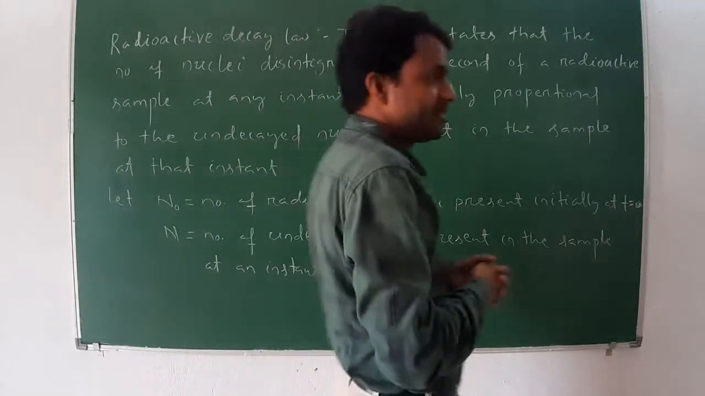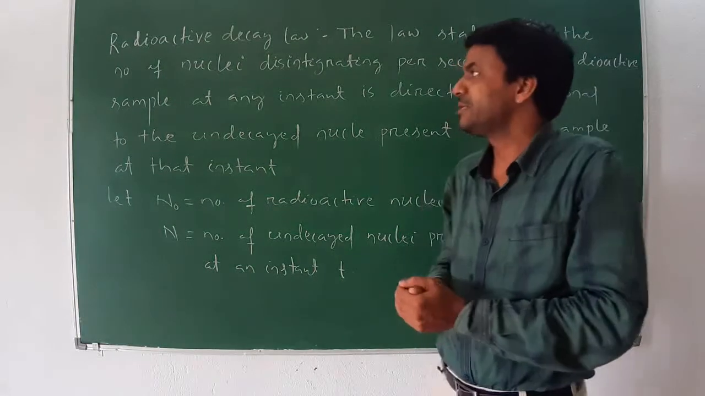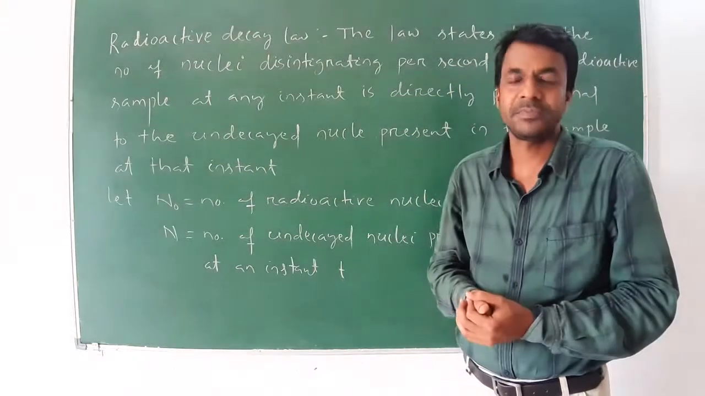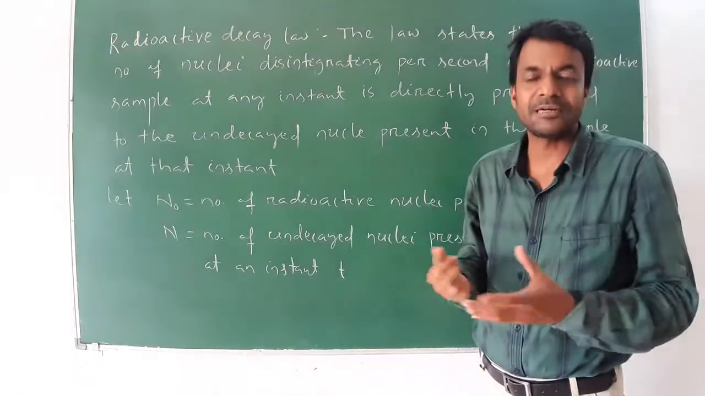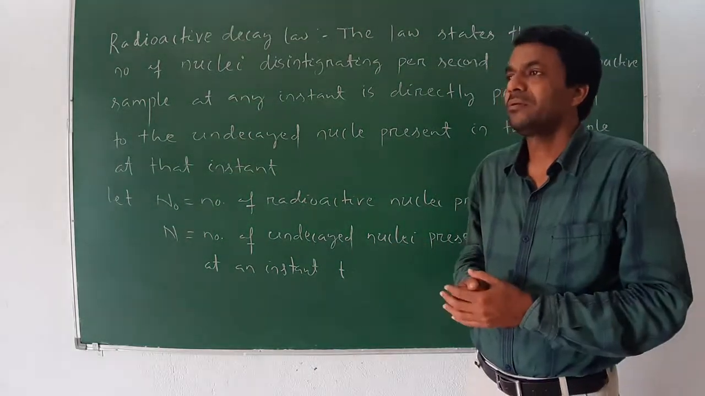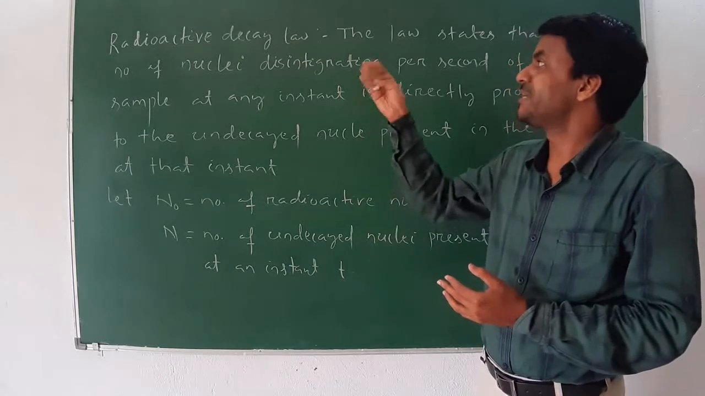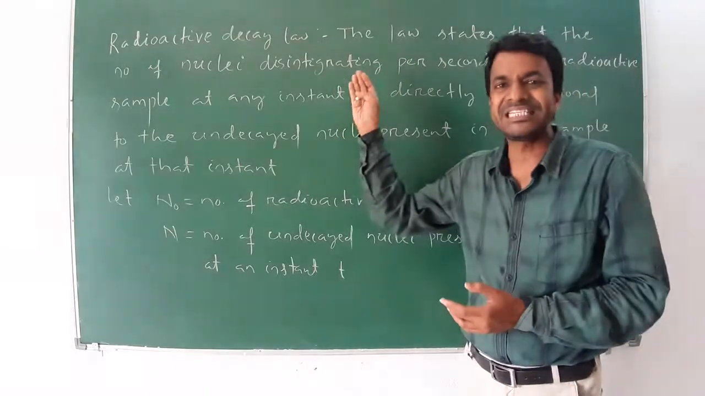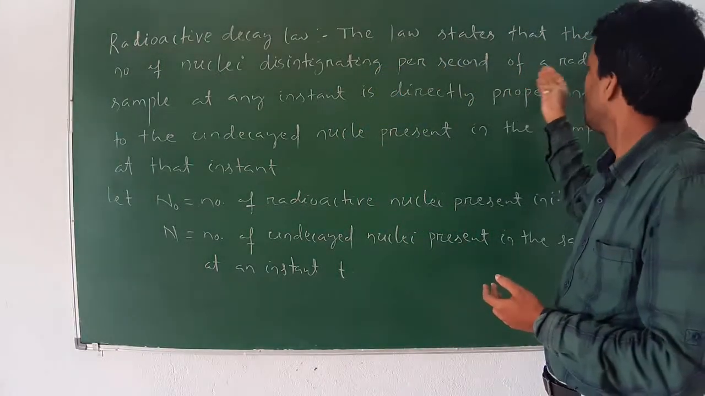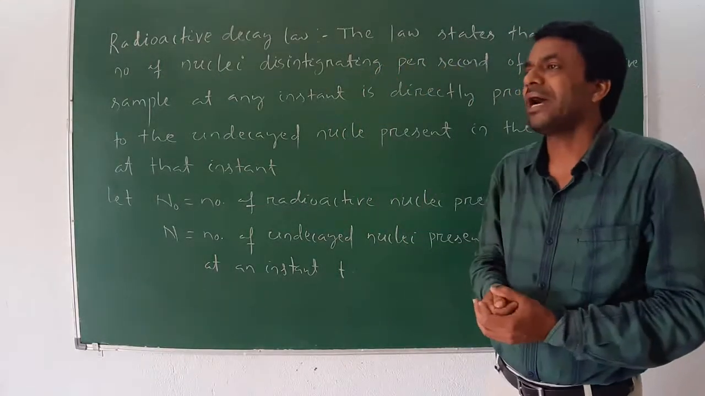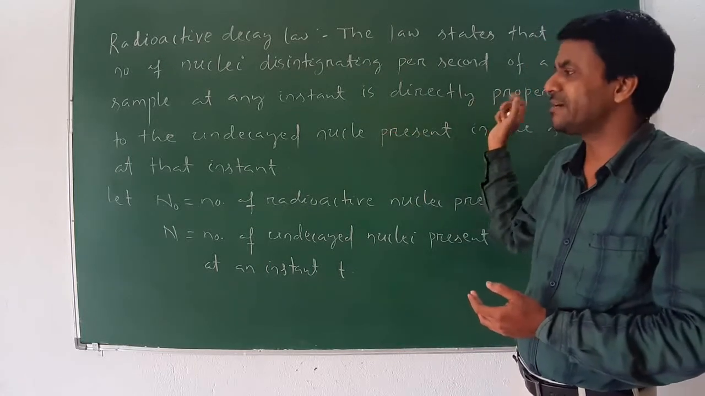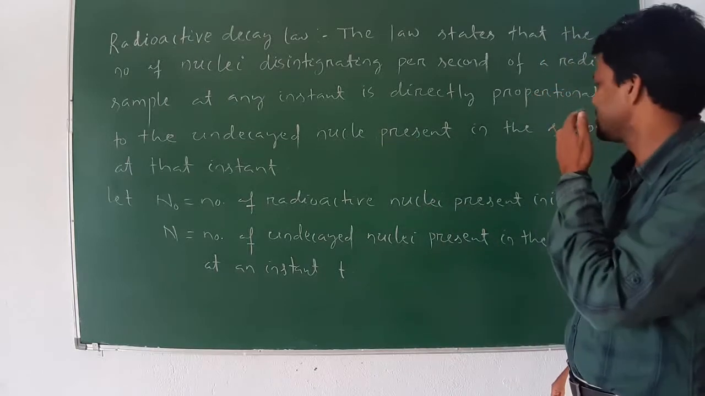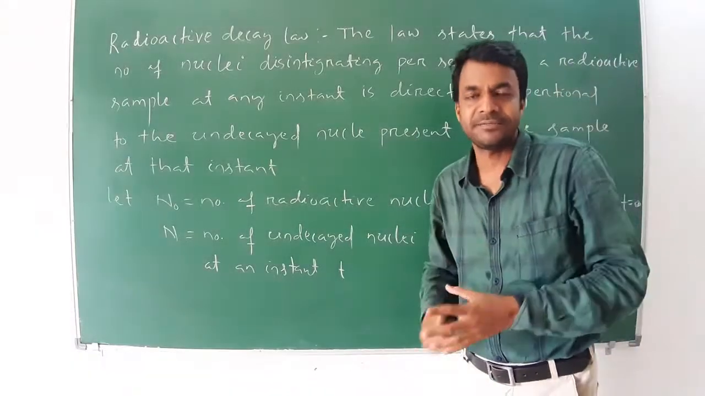Good morning, students. Today we will discuss the radioactive decay law. What is the radioactive decay law? The law states that the number of nuclei disintegrating per second of a radioactive sample at any instant is directly proportional to the undecayed nuclei present in the sample at that instant.